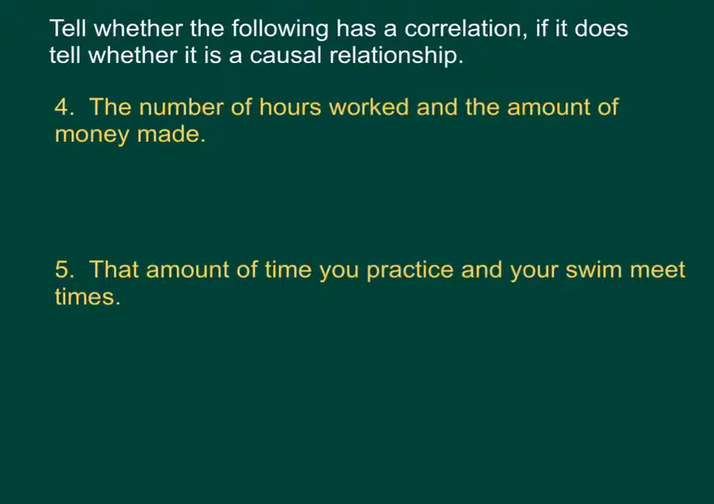So tell whether the following has a correlation. If it does, tell whether it's a causal relationship. So does one thing cause the other? Number 4, the number of hours worked and the amount of money made. Think about it. As the number of hours you work goes up, what happens to the amount of money you make? That goes up as well.